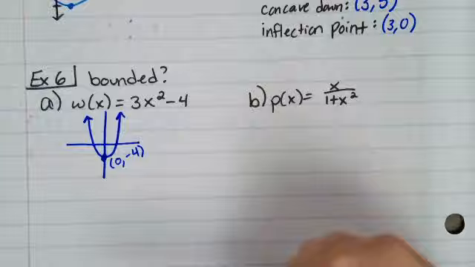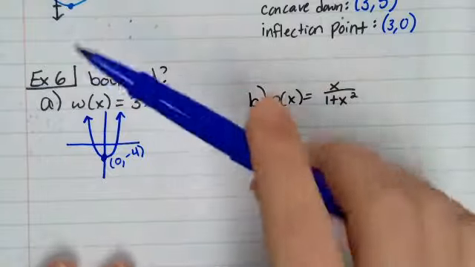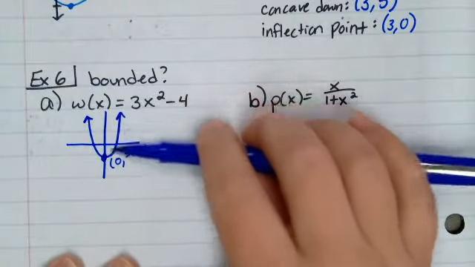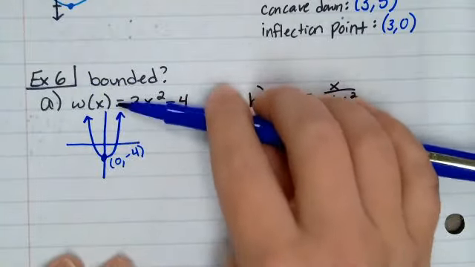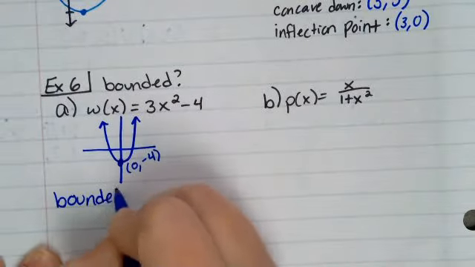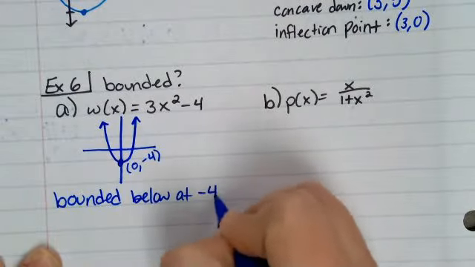because it wasn't like the graph exists everywhere. This thing is bounded below. It cannot go below this certain point, -4. So we're going to say that this is bounded below at -4.